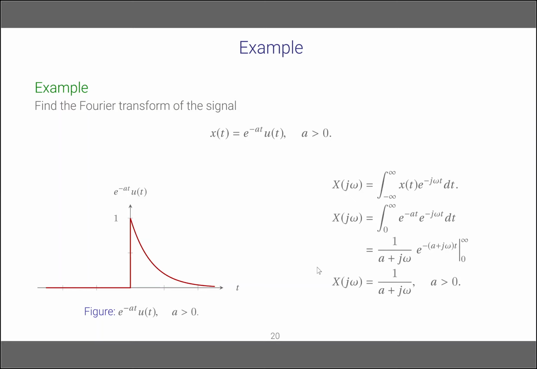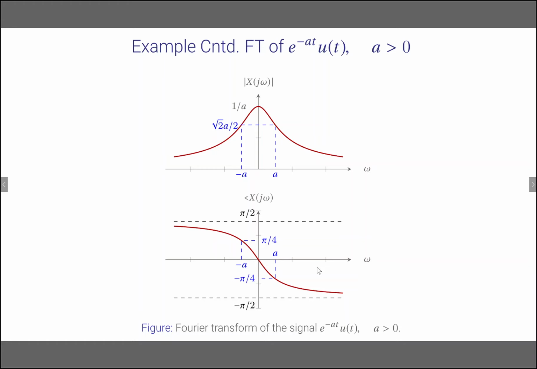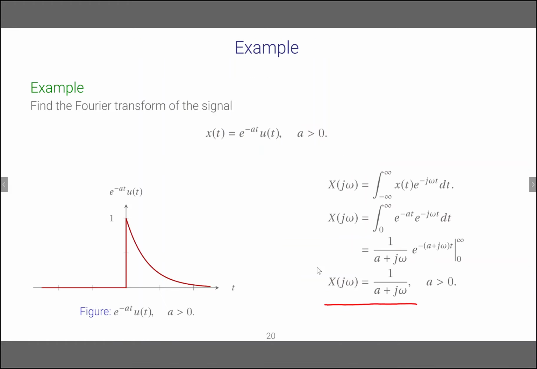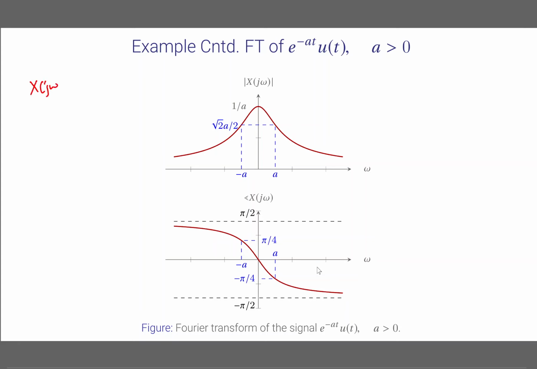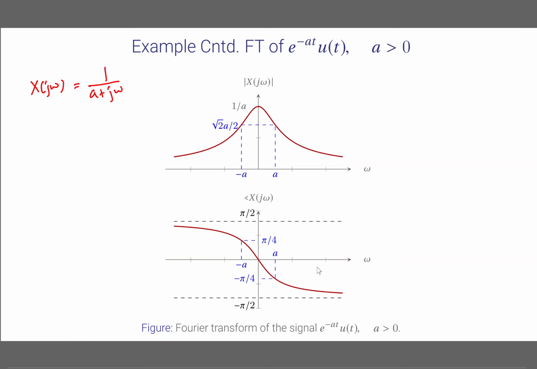You can see the Fourier transform is a complex number. Therefore when we plot this, we have to plot the magnitude and the phase of that. The expression that we got is this, X(jω) is equal to 1 over a plus jω. Now we want to obtain the magnitude of this. One way is to take the magnitude of 1 divided by the magnitude of a plus jω, which is 1 over the square root of a squared plus ω squared.